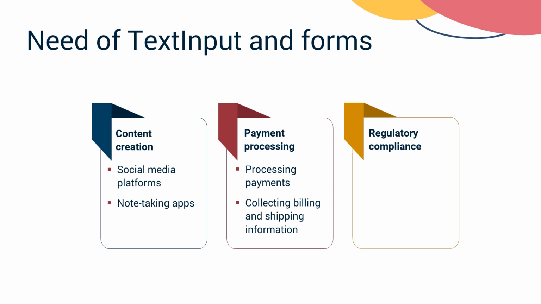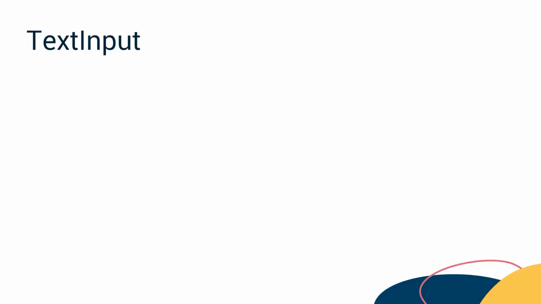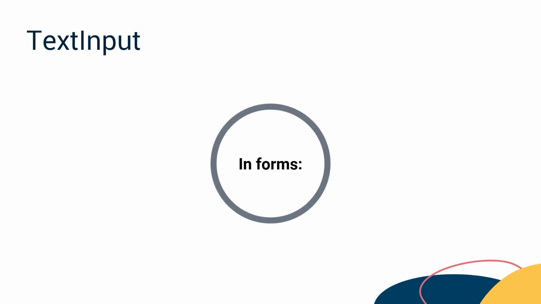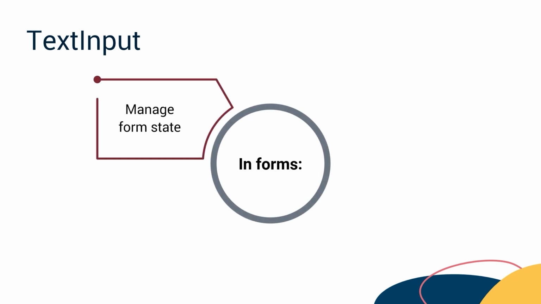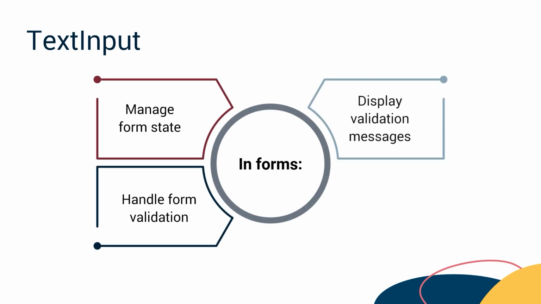Regulatory compliance: many apps require forms to comply with regulations, such as collecting consent for data usage or legal purposes like age verification. The fundamental component used for input in React Native apps is TextInput, which can exist by itself or as part of a form. When it comes to forms, you need to manage the form state, handle form validation, display validation messages when necessary, and submit the form data.